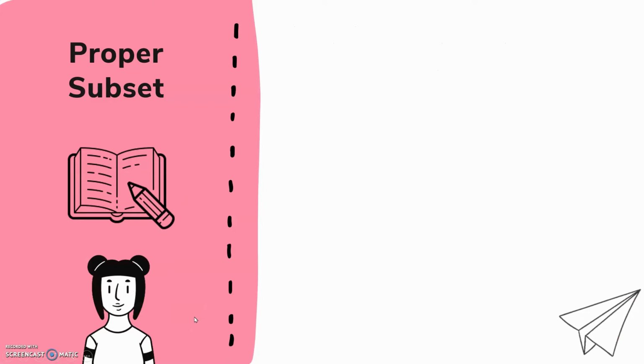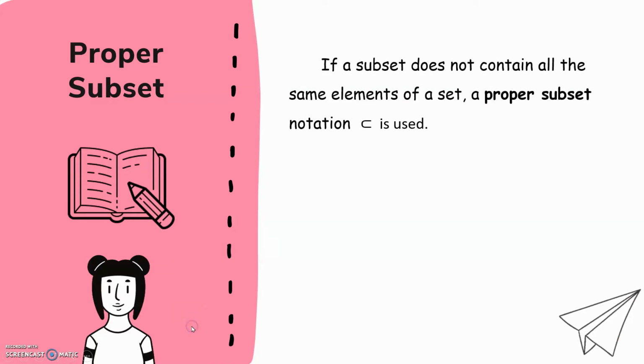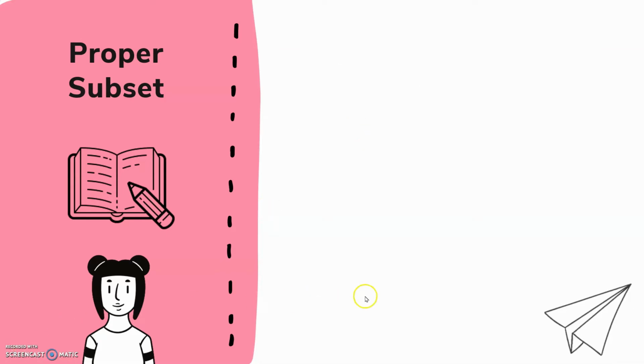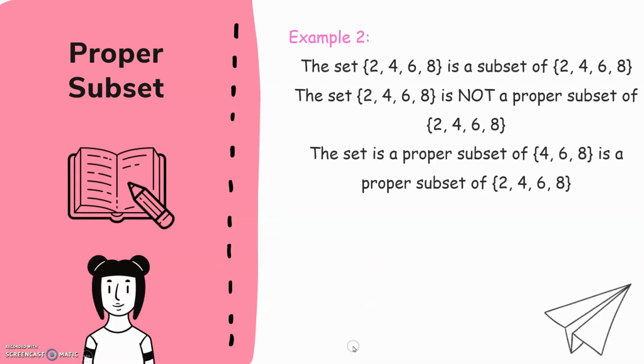Now, what is a proper subset? To identify that, if a subset does not contain all the same elements of a set, that is what we call a proper subset. And we use this particular symbol. Here is another example. The set with the elements 2, 4, 6, 8 is not a proper subset of 2, 4, 6, 8.